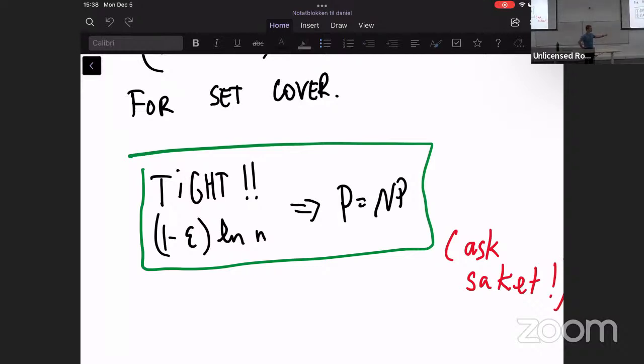But has it been shown since then? Yes, you can show that some constant times log n is not possible under P not equal to NP. Okay. So it is tight, but under a stronger assumption than P not equal to NP. And if you're only willing to accept P not equal to NP as your assumption, then it's c log n for some constant c. You cannot do better. So it's still very close to optimal.